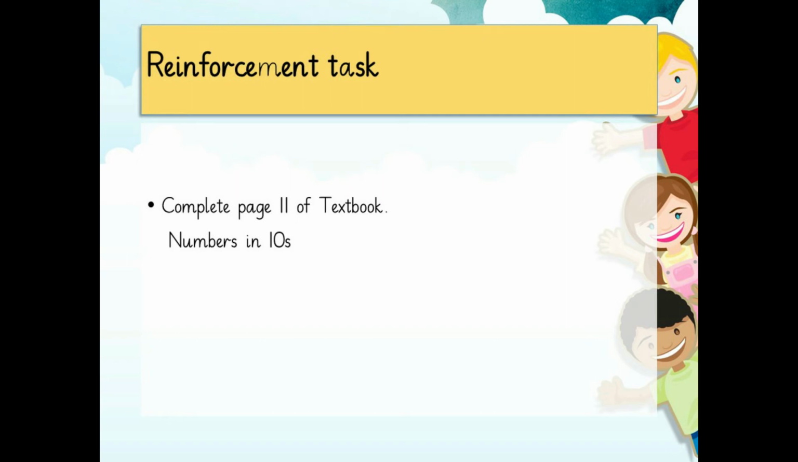Alright, children, for the reinforcement task, you have to complete page number 11 of the textbook. This is regarding numbers in tens. Counting of numbers in tens.